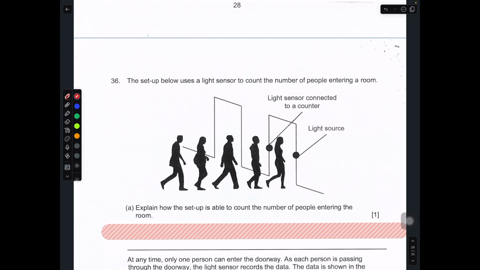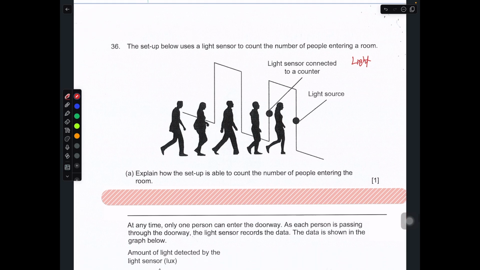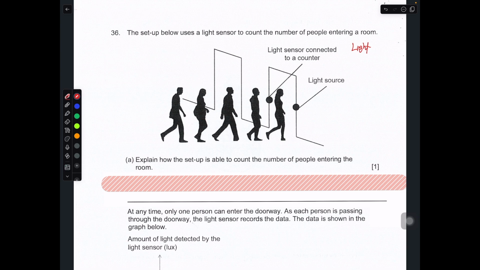Okay, so 36 is on light. The setup below uses a light sensor to count the number of people entering the room. So when there is no people entering the room, right, the light source will hit the light sensor and it will detect most light because there is nothing blocking it.